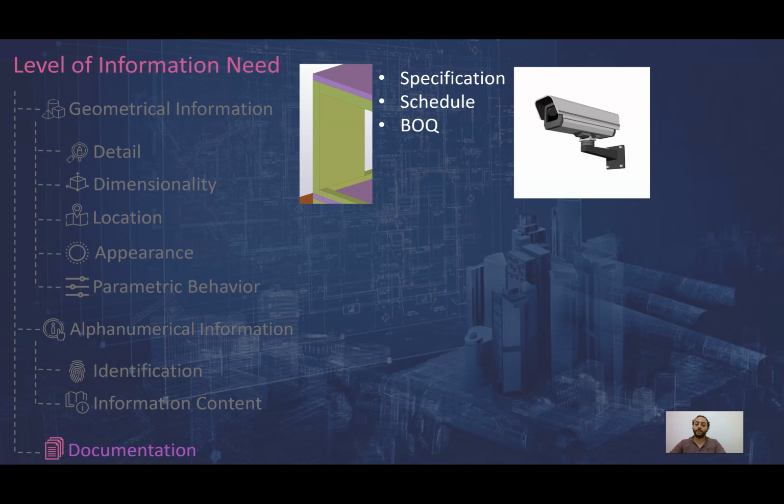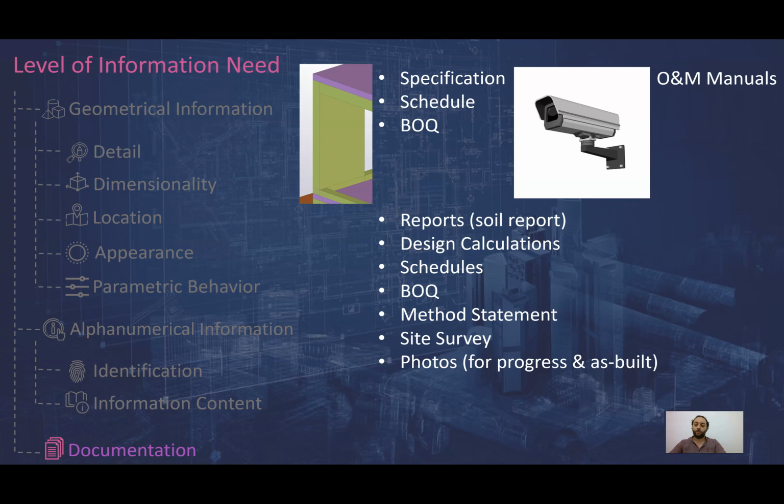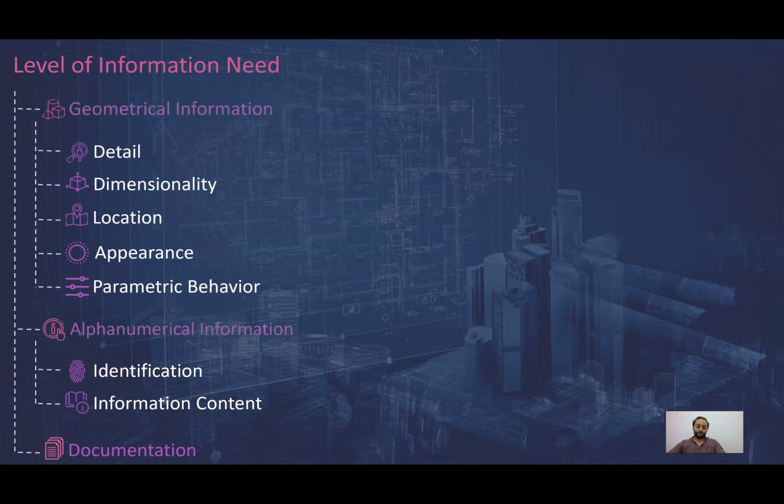For the CCTV camera, we could specify the O&M manuals as a document. Other examples of documents are reports like soil reports, design calculations, schedules, BOQ, method statements, site surveys, photos for progress and as-built, sketches, and test certificates.